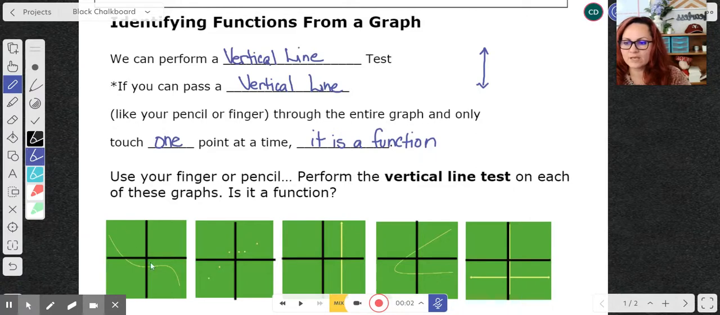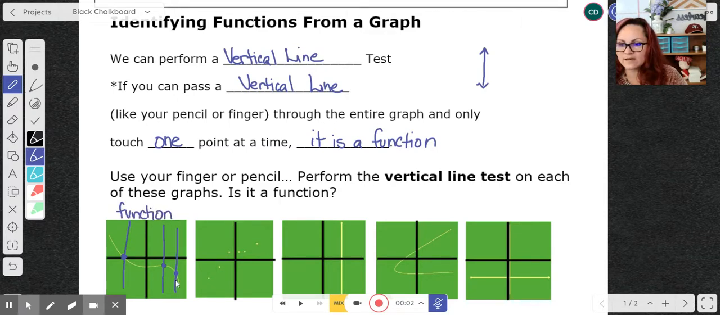So, for example, we're looking at the yellow lines, okay? I don't care about the X and Y axis, the black lines. All I'm worried about is the yellow lines. So the idea is that if I can draw a line anywhere and it touches more than once, it is not a function. So here, we're going to pretend that that line is straight up and down. But it touches only one time. Again, let me try and draw a straight line up and down. A little bit better. Again, I only care where it's touching the yellow line. So again, only touching one time. So this is a function.